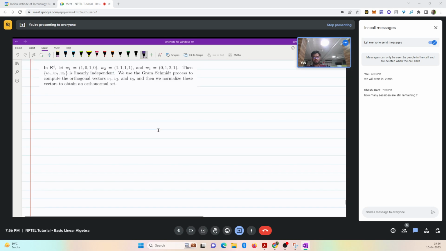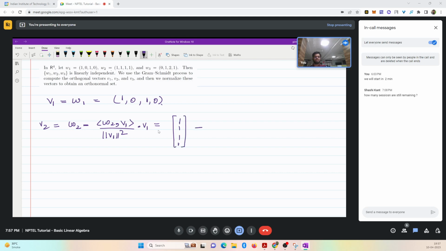Let's try to solve an example on this, then I think this would be more clear. What I said is that we'll take V1 as W1. So our V1 became 1 0 1 0. What is V2? V2 is W2 minus W2 inner product with V1, divided by V1 square, into V1. What is my W2? This is 1 1 1 1.